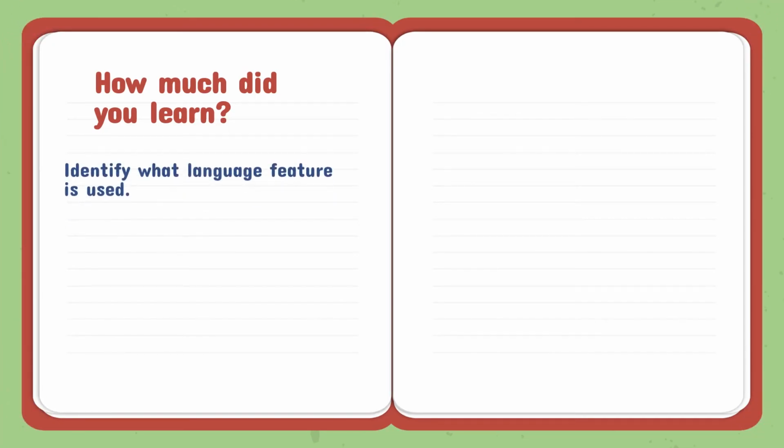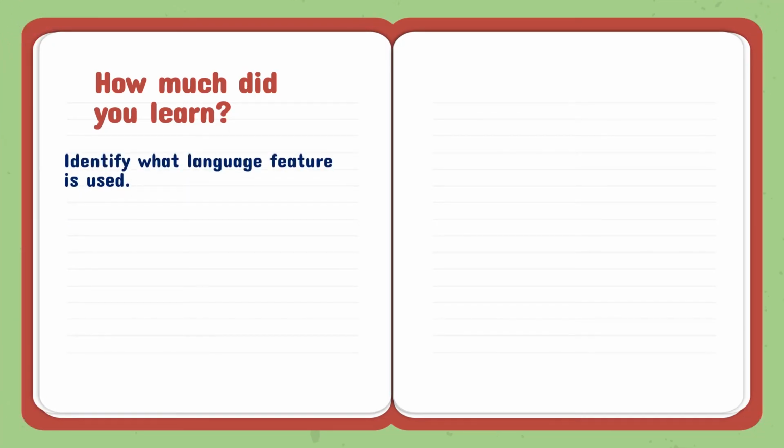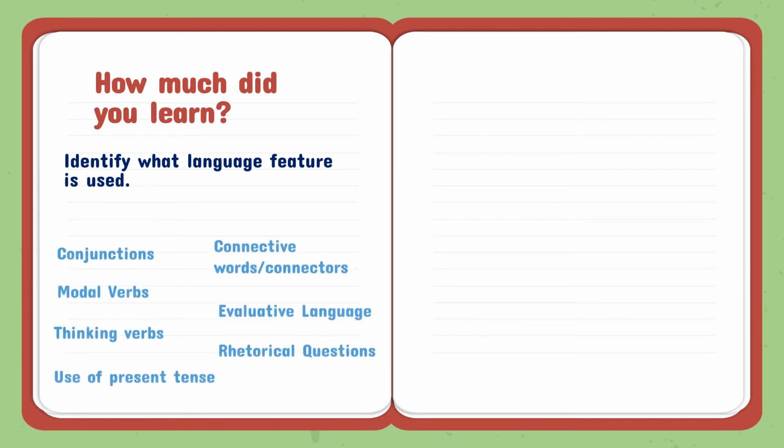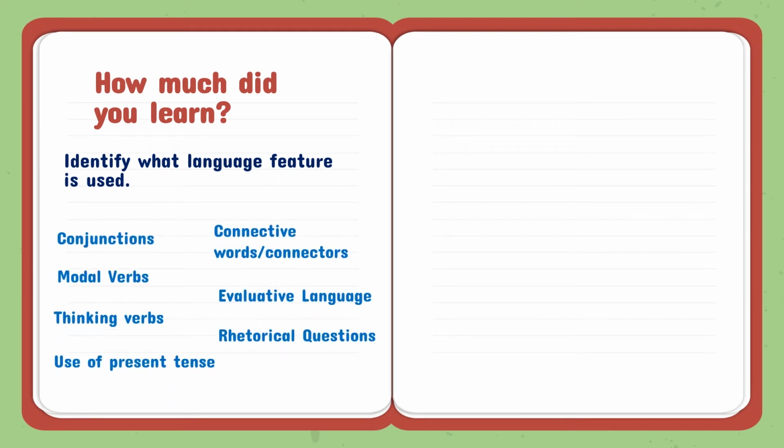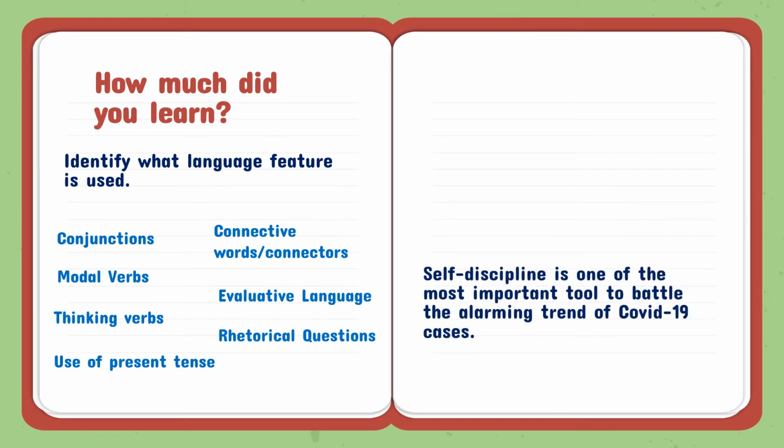Now let's see, how much did you learn? Identify what language feature is used. Conjunctions, modal verbs, thinking verbs, use of present tense, connective words or connectors, evaluative language, rhetorical questions. You will be given 5 seconds to answer. Are you ready? Let's begin.